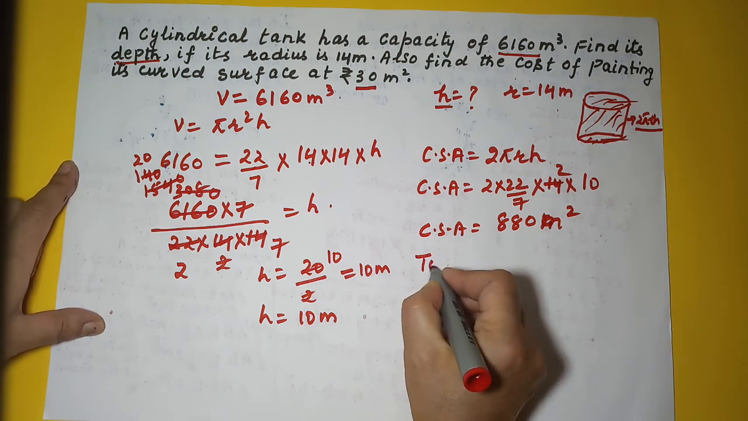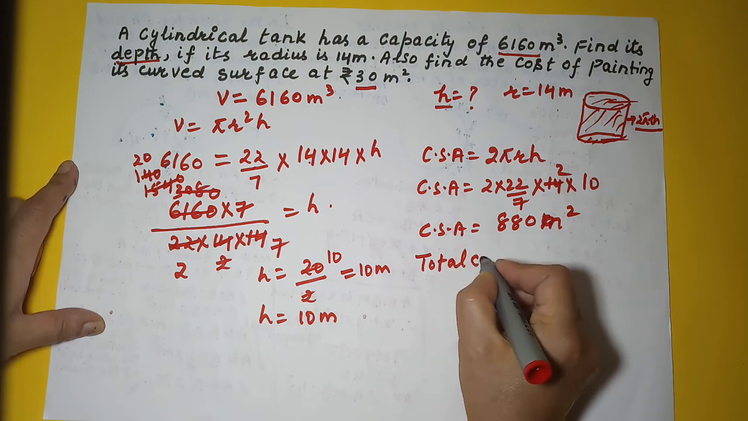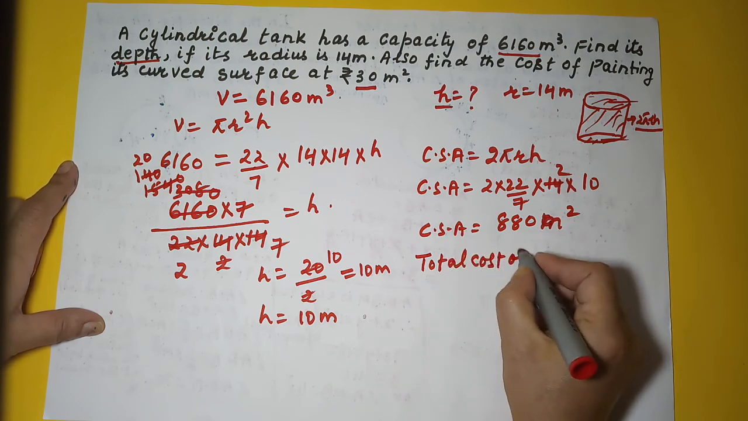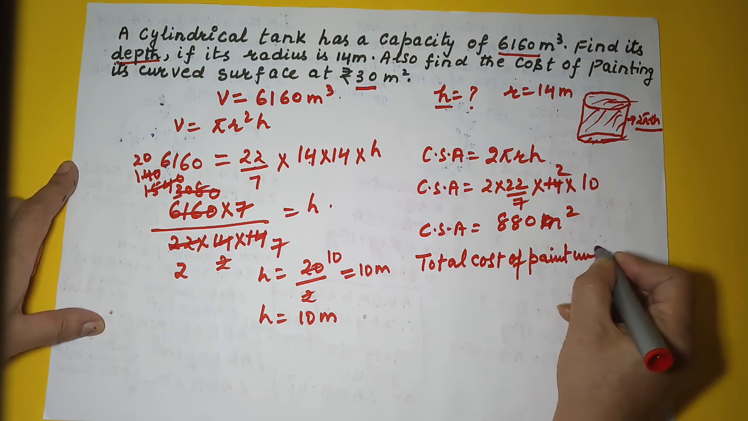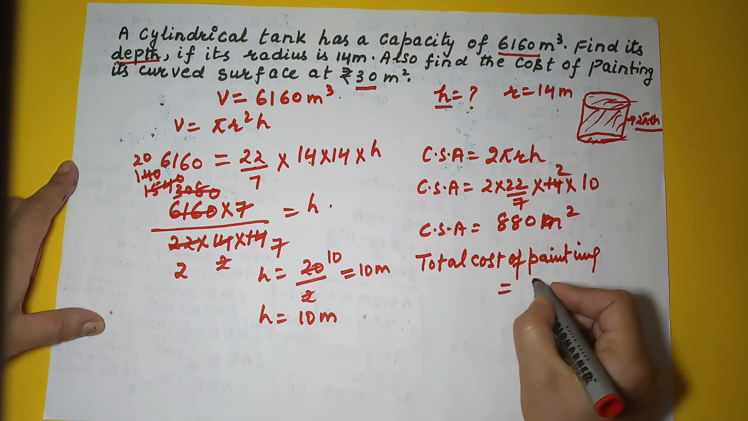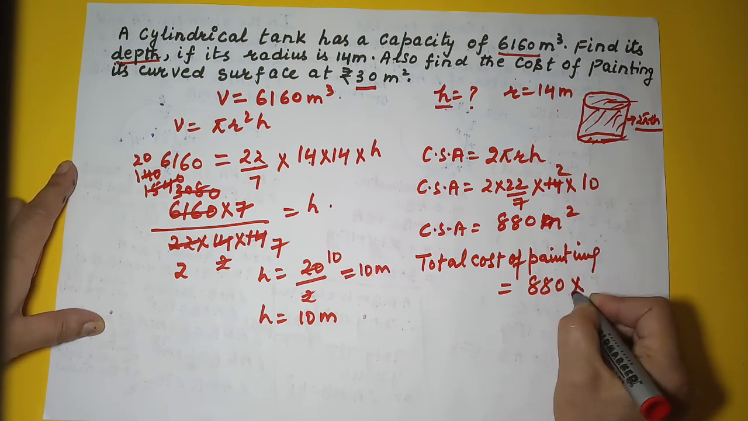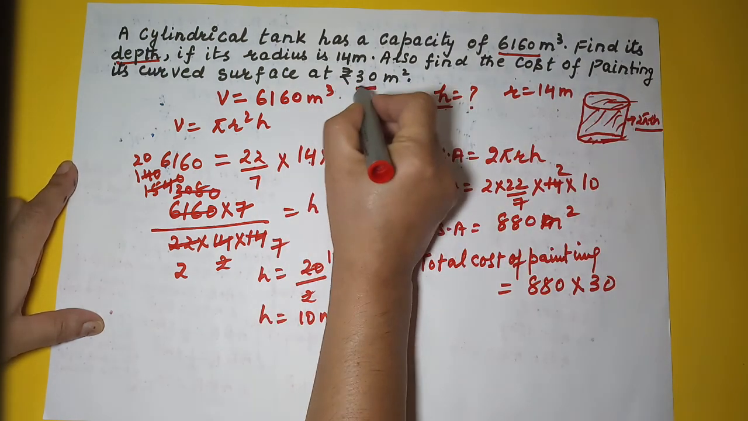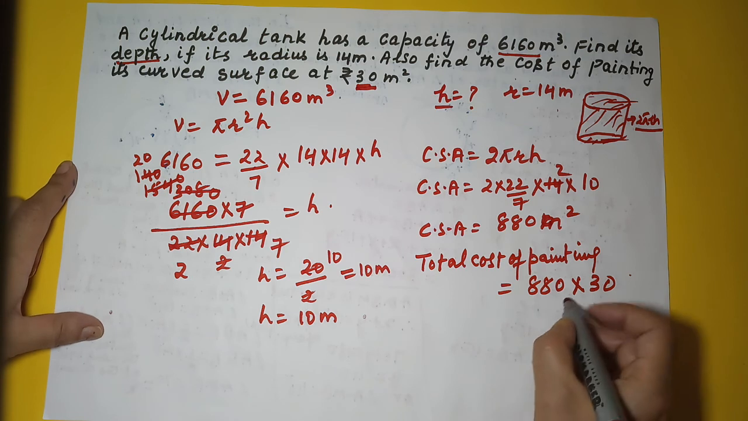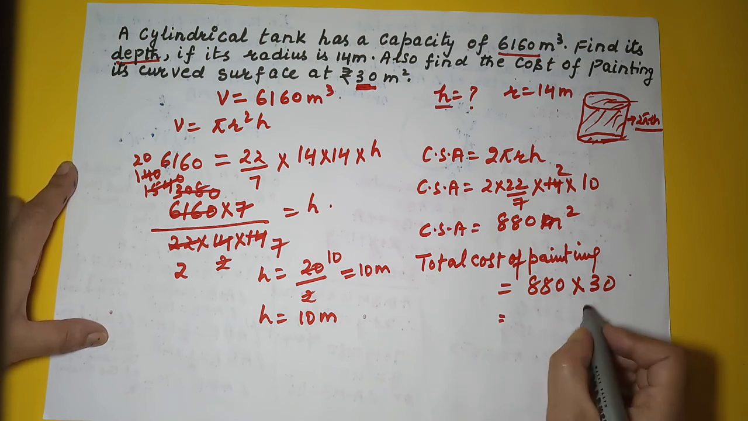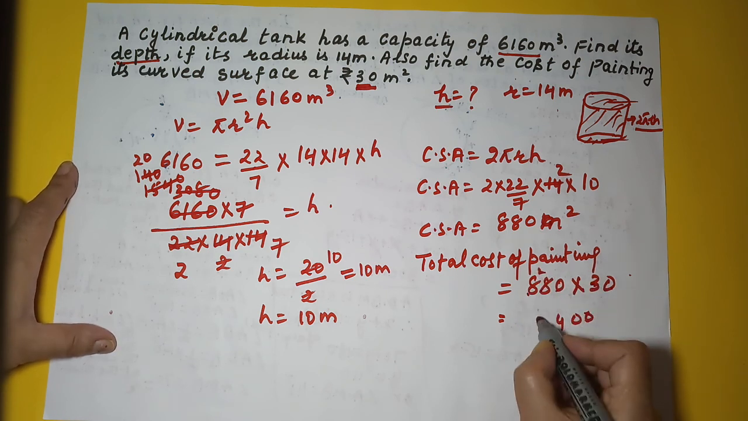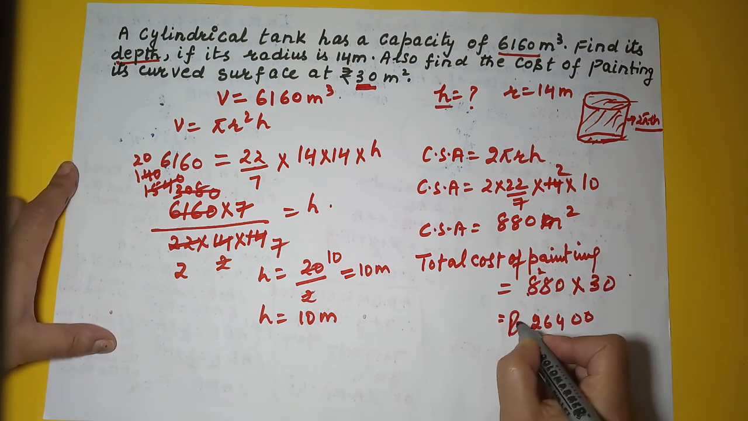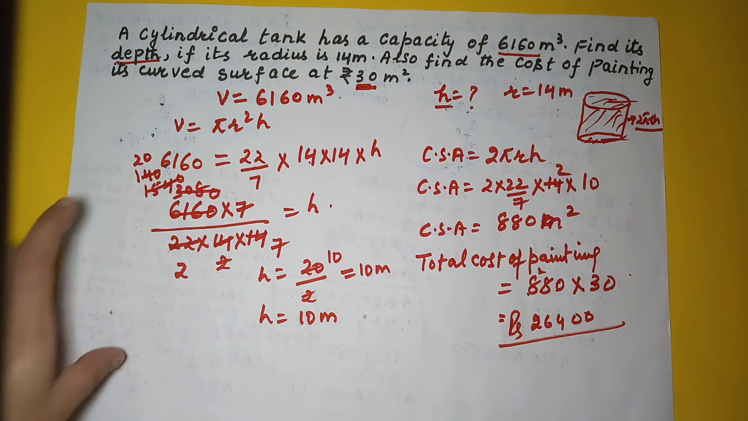Now you have to find the total cost of painting. Cost of painting will be curved surface area into cost per meter square. So that is 880 into 30, because he is saying that 30 per meter square. So how much is that? 2 zeros, 3 8s are 24, 2 3 8s are 24, 25, 26. So rupees 26400.